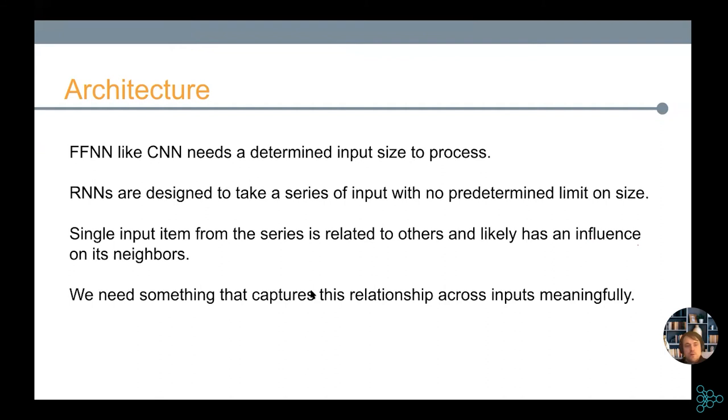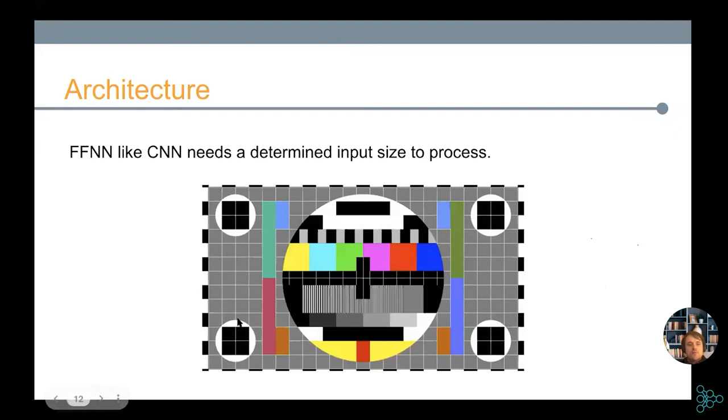Recurrent neural networks help because they can process one word at a time, but they can maintain the context of the previous word. So that is extremely useful. And also it allows you to capture the relationships across inputs at different times.